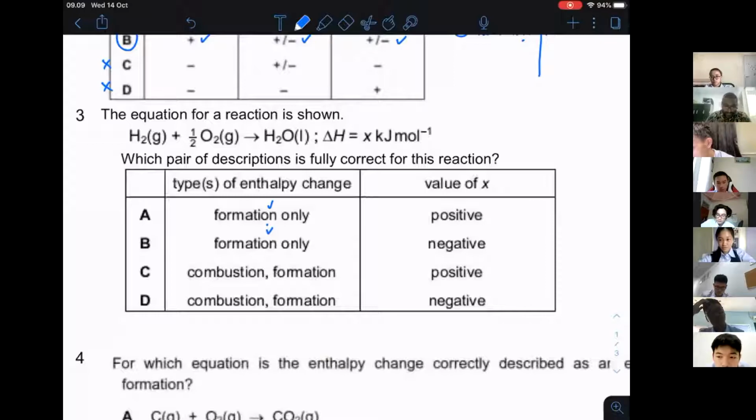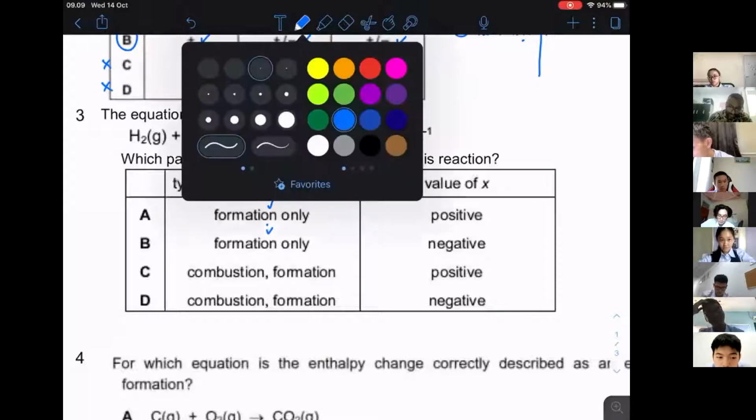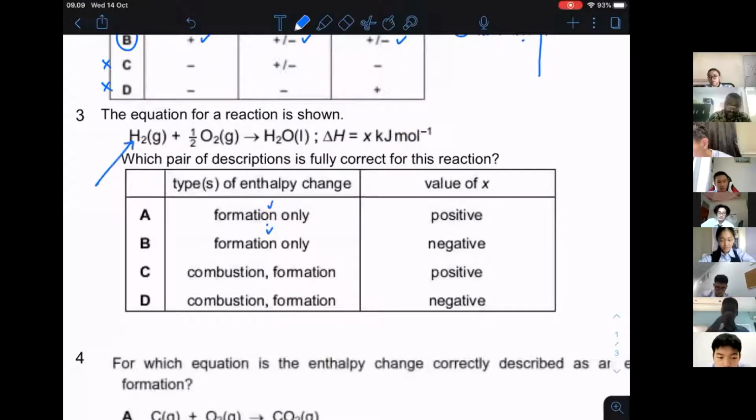Which one is combusted? You can see over here, right? One mole of hydrogen gas is combusted. Reaction with oxygen is combustion, so this is going to be the enthalpy of combustion of hydrogen. This one definitely can also be included as combustion as well.